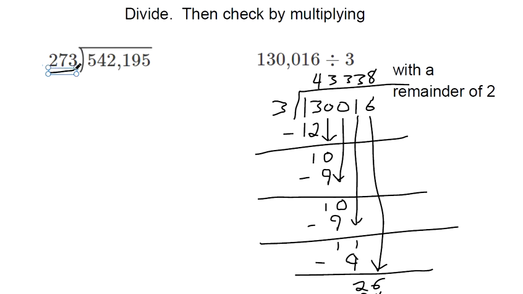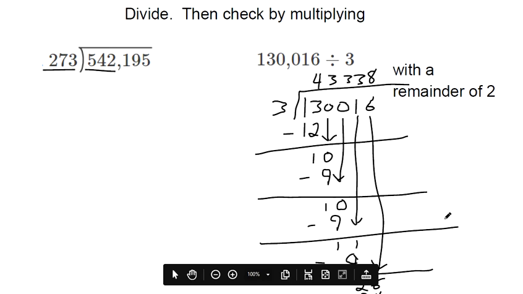And so with these big ones, it's the same process. 273, that doesn't fit into 5, it doesn't fit into 54. It does fit into 542. Let's see if it fits in twice.